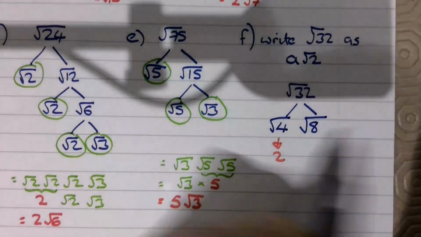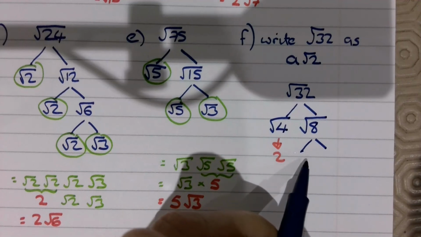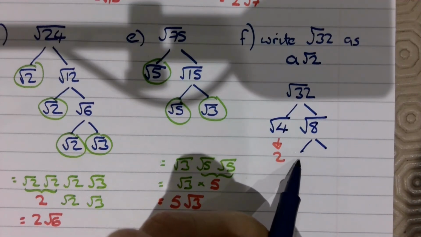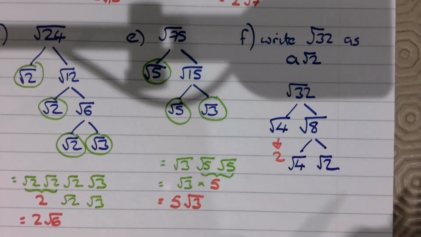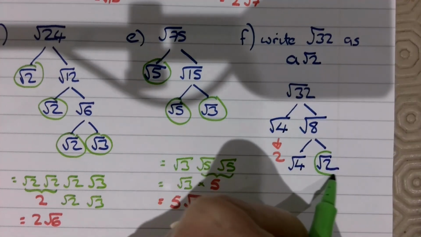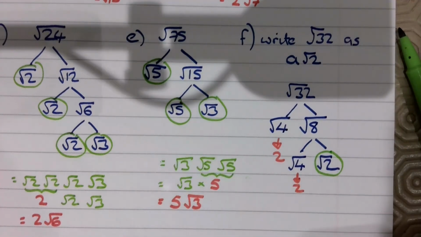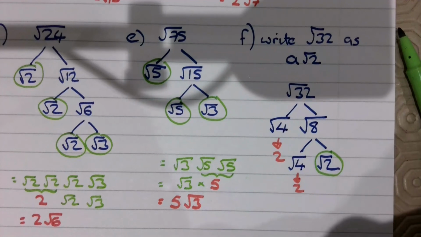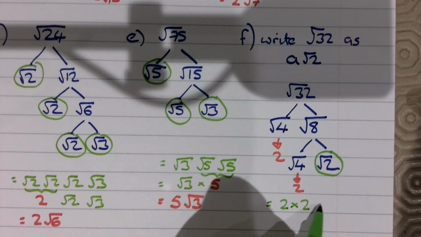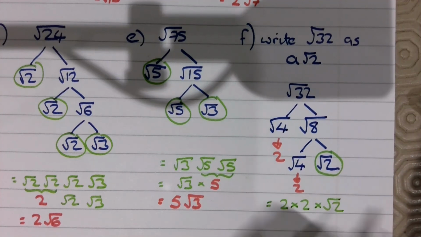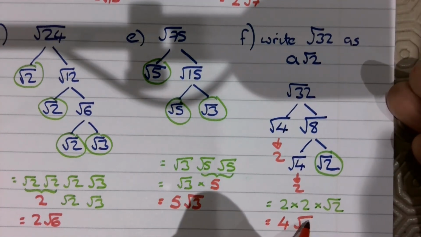So that's parked. Now we just smash the 8 up into, well, that's going to be 4 again, isn't it? Square root of 4 times the square root of 2. Now 2 is prime, and 4, we know the square root of 4 is just 2. So that is going to equal 2 times 2 times the square root of 2. Now 2 times 2 is 4, so it's going to be 4 root 2.